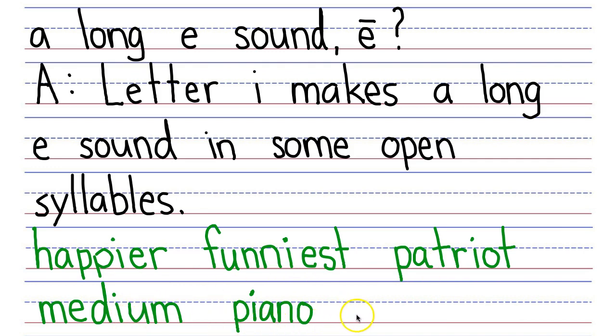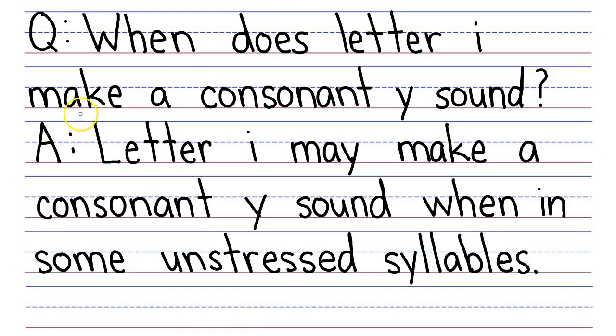And that brings us to our last question, which is, when does letter I make a consonant Y sound? And here's our answer. The letter I may make a consonant Y sound, y, in some unstressed syllables. Now, an unstressed syllable is a syllable with an unstressed vowel sound that sounds kind of like a short U, kind of like uh. Here's an example. Onion.